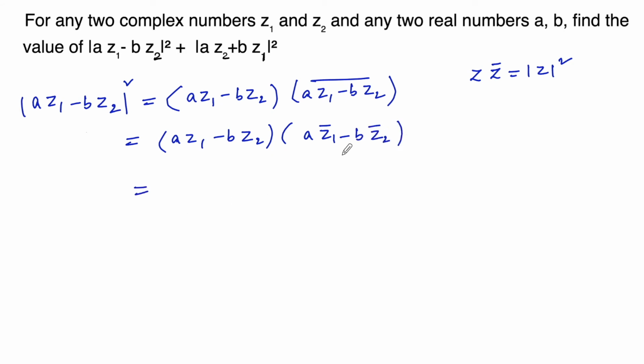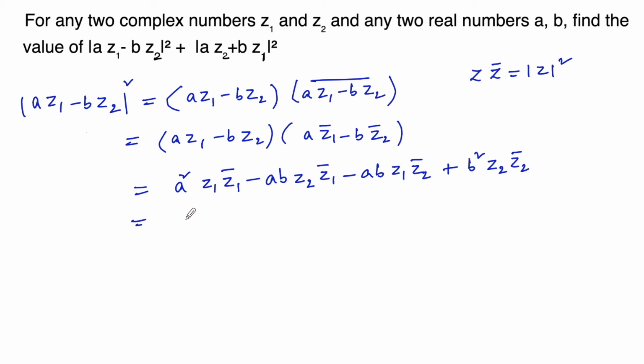Let's multiply: a into a is a squared, z1 into z1 bar, minus a into b z2 into z1 bar, and again minus ab z1 into z2 bar, plus b squared z2 into z2 bar. So a squared into z1 into z1 bar is nothing but mod of z1 squared, and here we can take minus ab of z1 z2 bar plus z2 z1 bar, plus again b squared of mod of z2 squared.